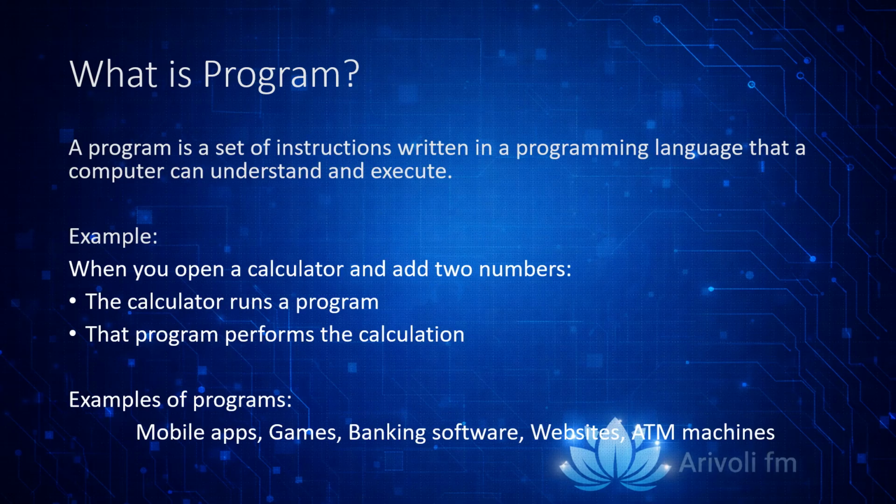What is a program? A program is a set of instructions written in a programming language that a computer can understand and execute. Example: when you open a calculator and add two numbers, first the calculator runs a program. Next, the program performs the calculation. Examples of programs: mobile applications, games, banking software, websites, and ATM machines. A program is simply a collection of instructions.